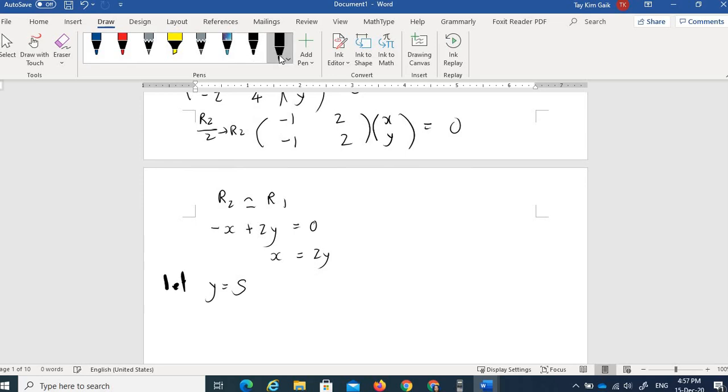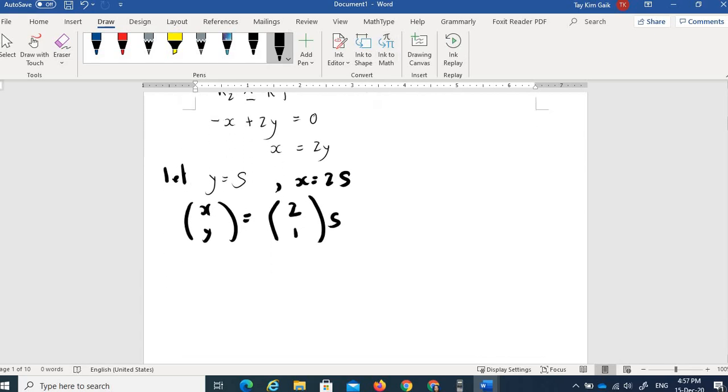Let y equal to s. Then x equals 2s. So you have the vector xy: x is 2s, y is 1s. Factor out the s. By letting s equal to 1, you get your first eigenvector v1, which is (2, 1).